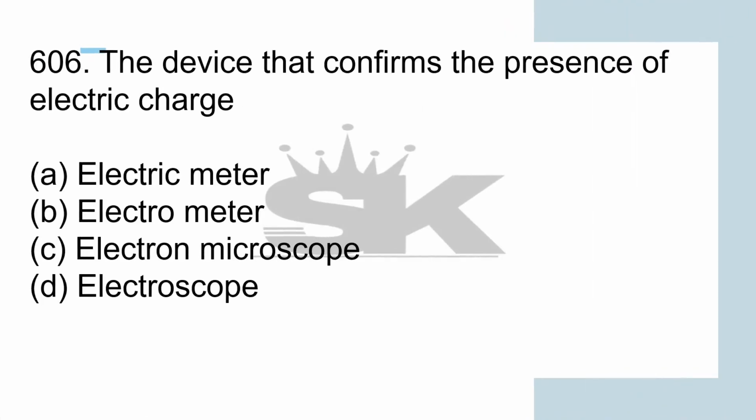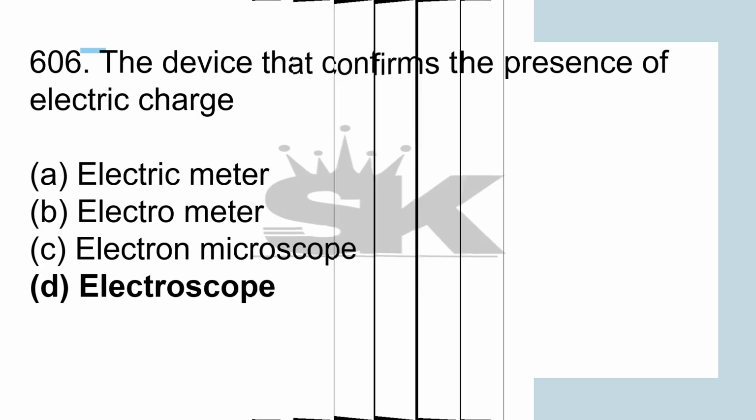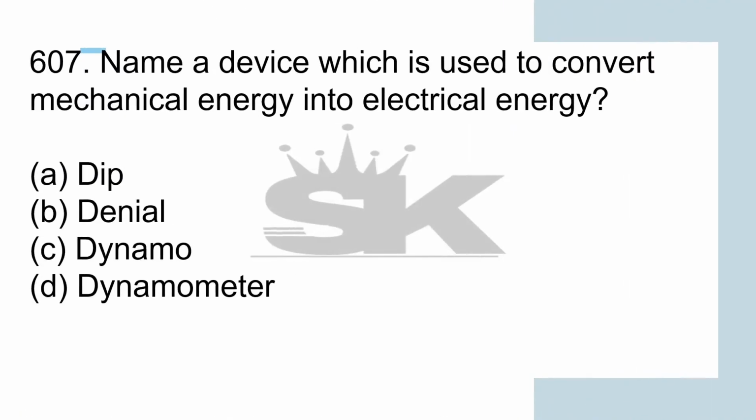The device that confirms the presence of electric charge is the electroscope. Name a device which is used to convert mechanical energy into electrical energy. It's an easy question, right? Everyone knows that, right? It is the dynamo.